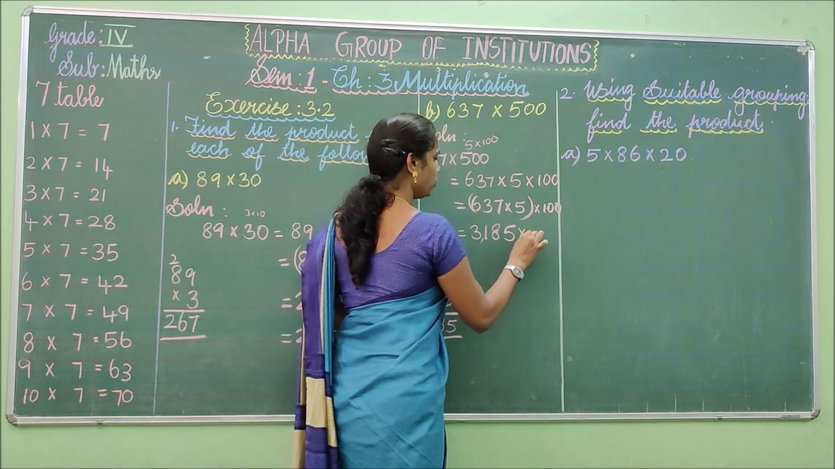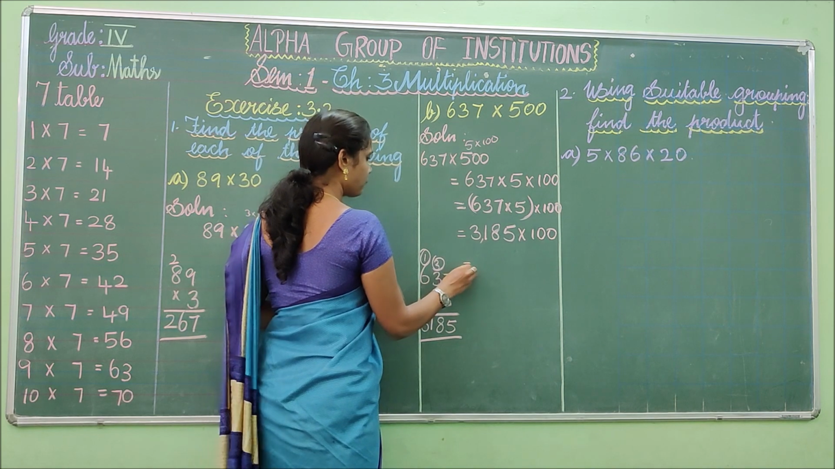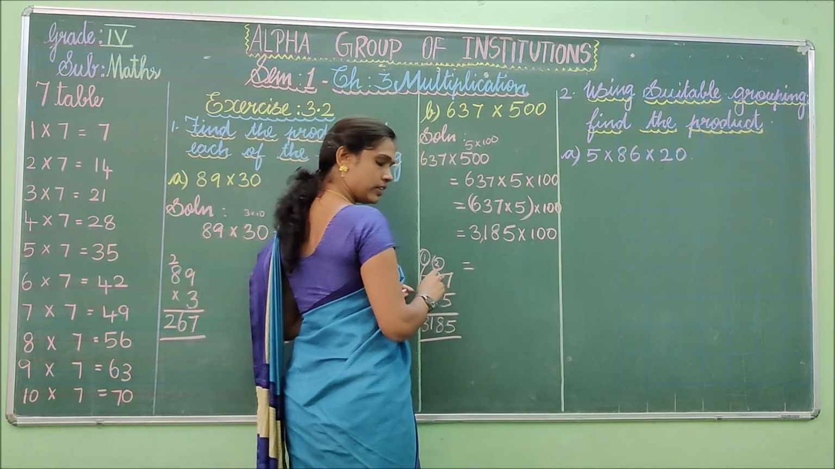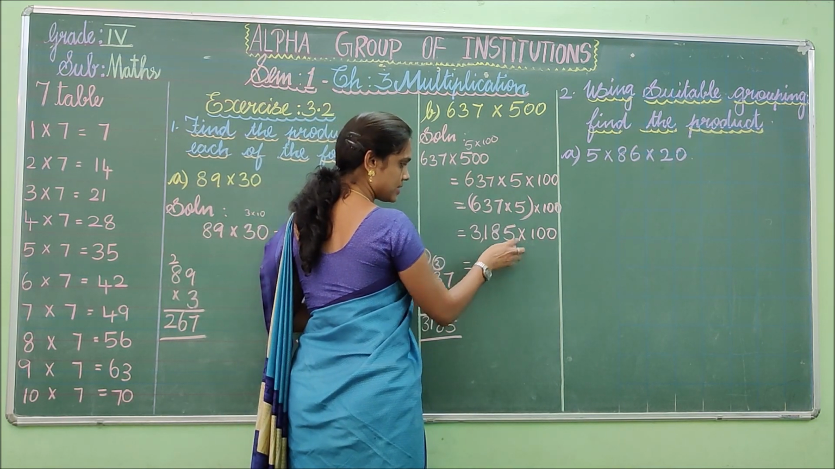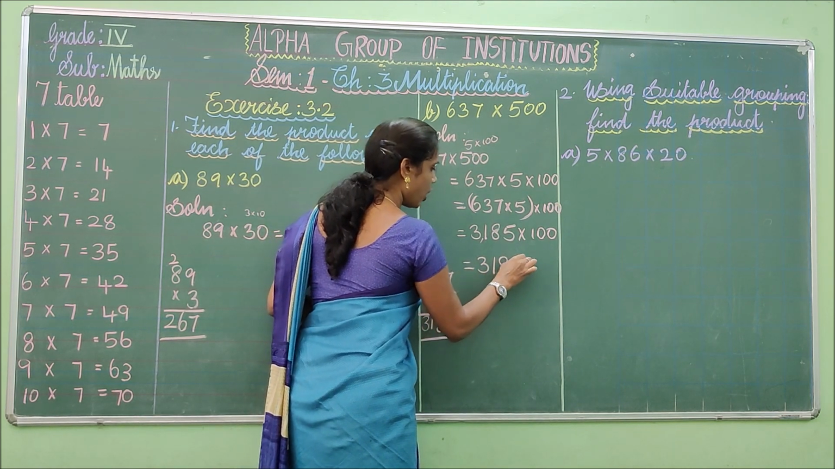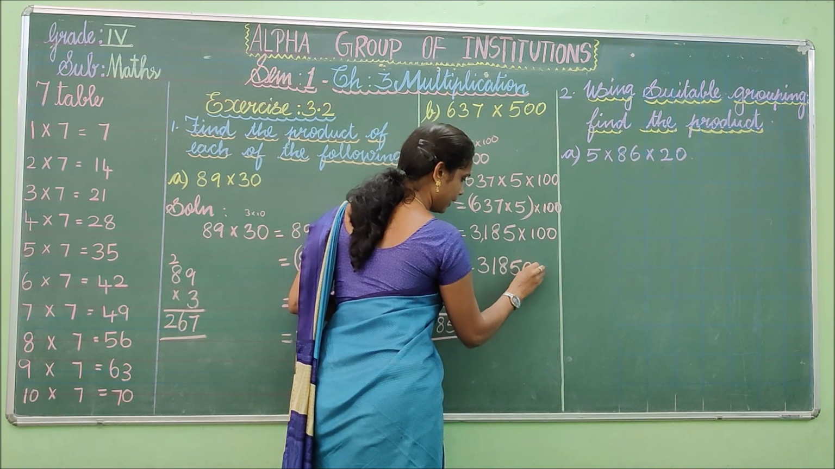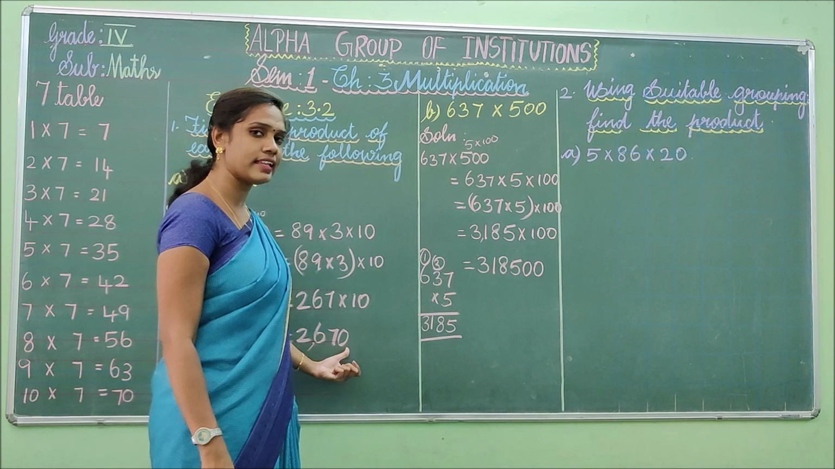3185 into 100. Now we can directly multiply these numbers. 3185 into 1 is 3185. If you multiply any number by 1, the same number will repeat. How many zeros are here? Only 2 zeros. So you have to add those 2 zeros. Here we had only 1 zero, so we added it at the last.